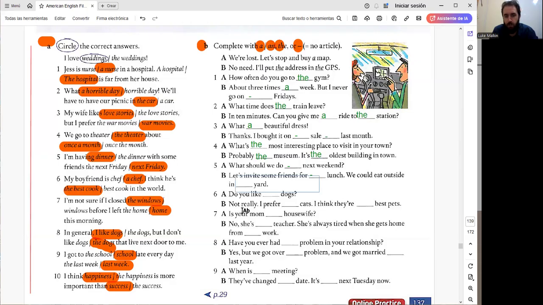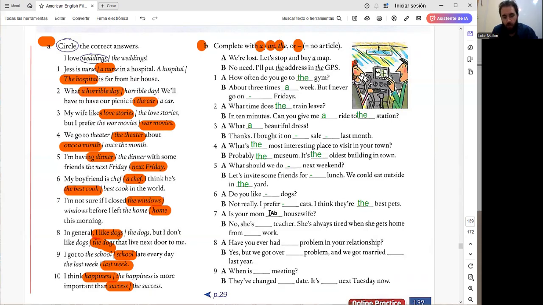Number six, do you like dogs? Not really. I prefer cats. I think they're the best pets. So we are talking about dogs and cats generally, but we're talking about pets specifically because we're using the superlative, the best pets.